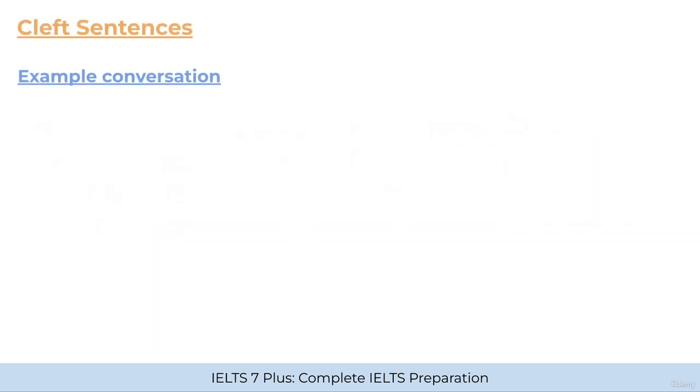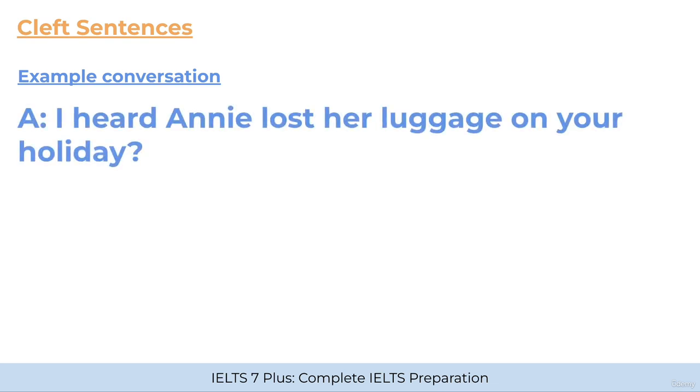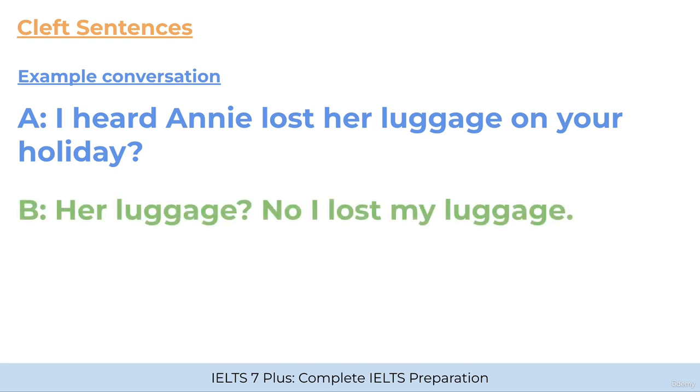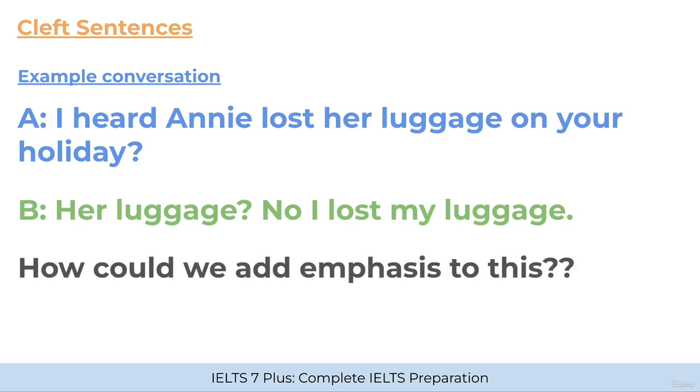Okay, so now let's have a look at a conversation and we'll see this in action. So person A: I heard Annie lost her luggage on your holiday. Person B: Her luggage? No, I lost my luggage. Okay, so how could we add emphasis to this? How could we change this around? You can have a think.